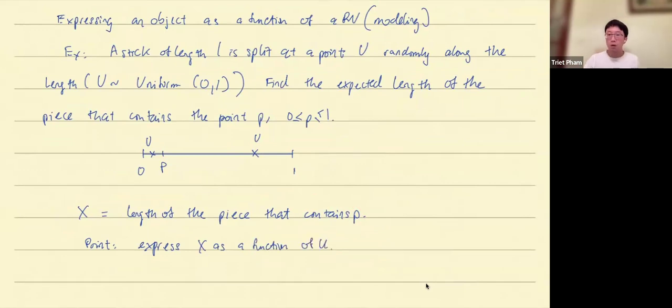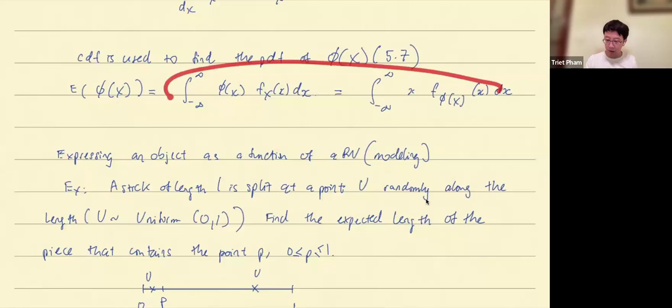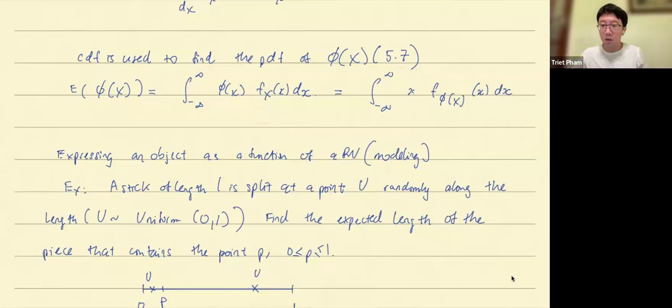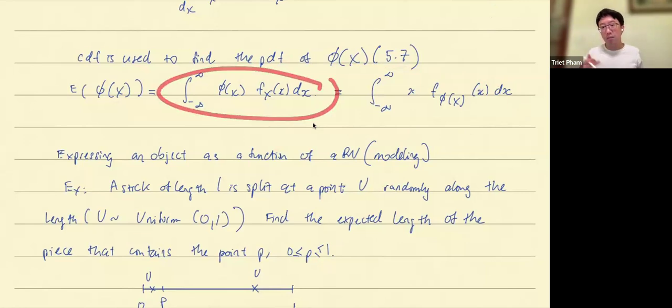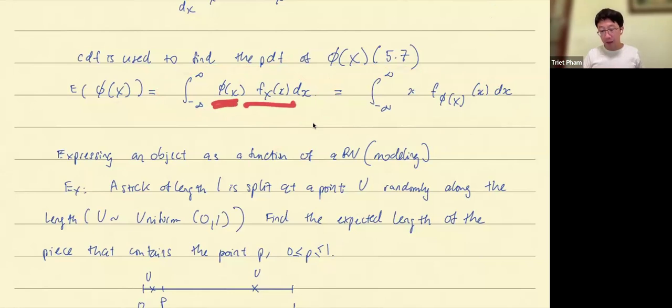Okay. Well, why? Because then you can use the law of the unconscious statistician, right? Notice they're not asking you for the distribution of the length, right? They're not asking you, well, you know, what's the PDF of this length, of the piece that contains P. No, they're asking for the expected value. And again, expectation is a much easier thing to do. You just have to find this function and multiply with the density.